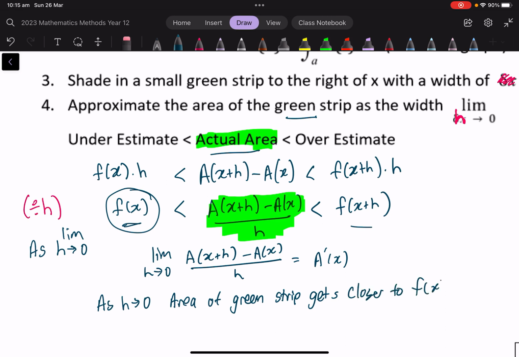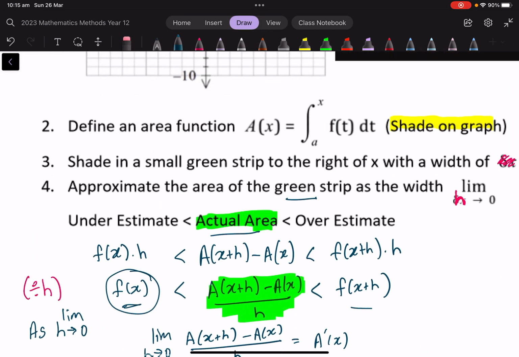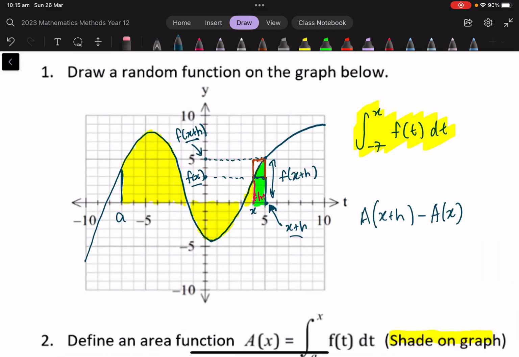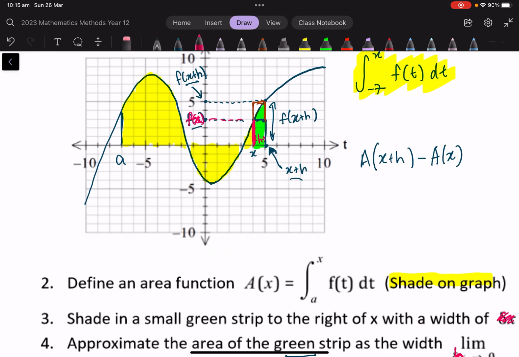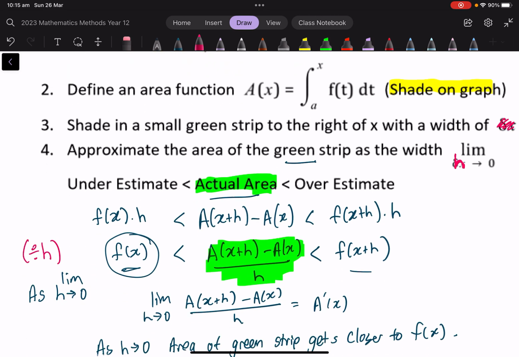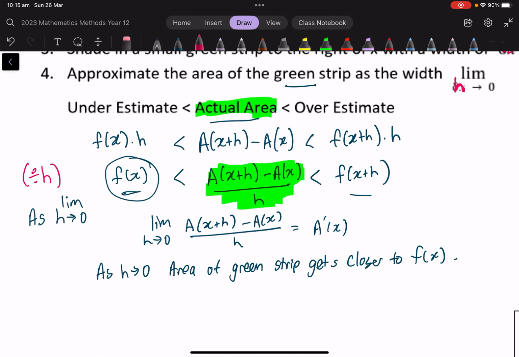So let's have a look at the graph up here, and that kind of makes sense as well. If we think about it, as h gets closer to 0, the area of the green strip will approach the height of f of x. That red section there is going to get closer and closer to the height of f of x, that lower left-hand rectangle estimate.